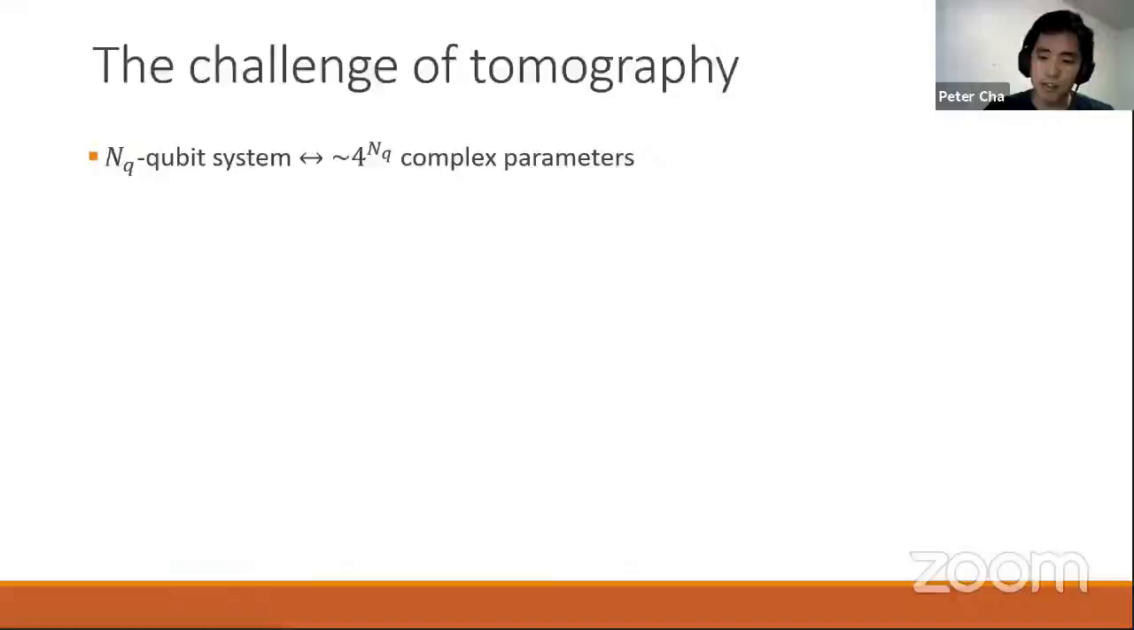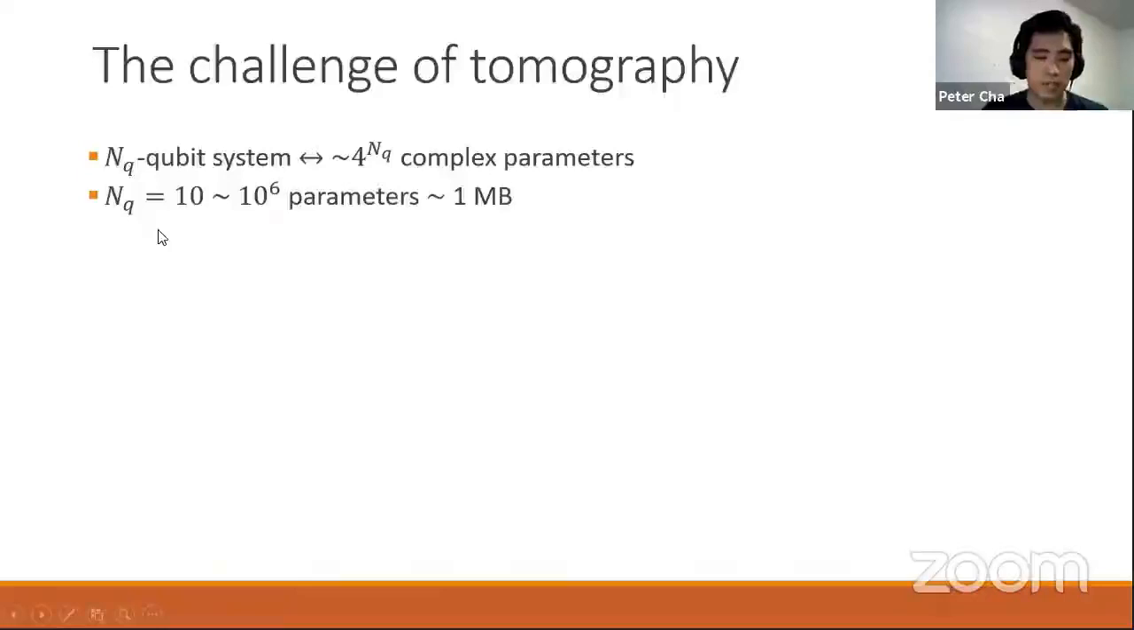In order to give a sense of how quickly this grows, I thought I'd walk through some example sizes of quantum systems. For a 10 qubit system, there are on the order of a million parameters that describe the density matrix. And so storing the density matrix will require about 1 megabyte of data, which is completely reasonable. For a 20 qubit system, this will require 10 to the 12 parameters, which will require about 1 terabyte to store. So this is feasible to store, but perhaps not very feasible to work with in practice.